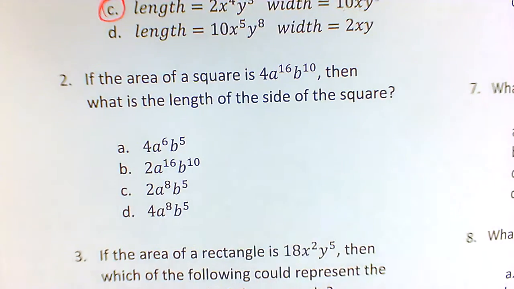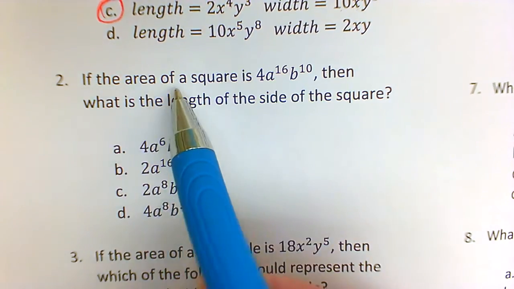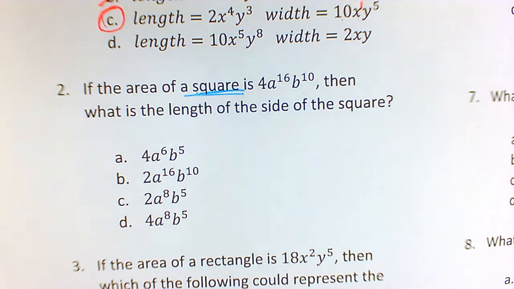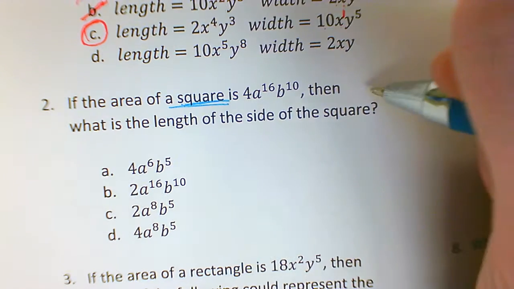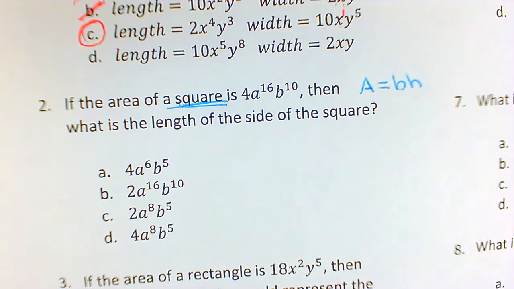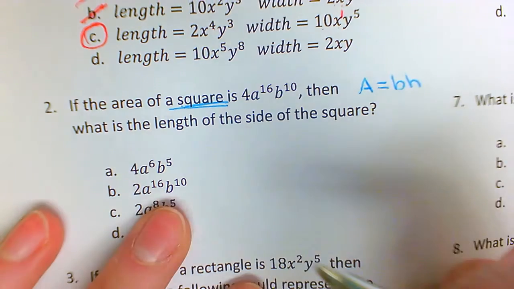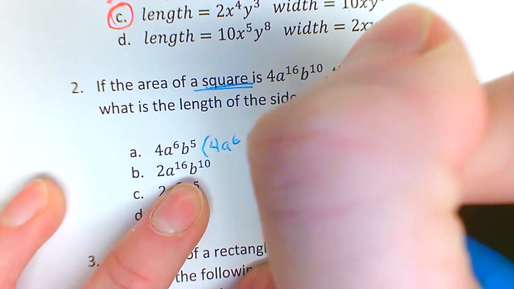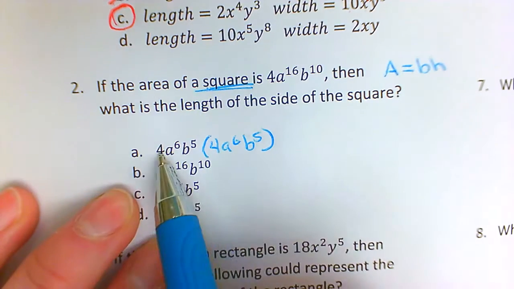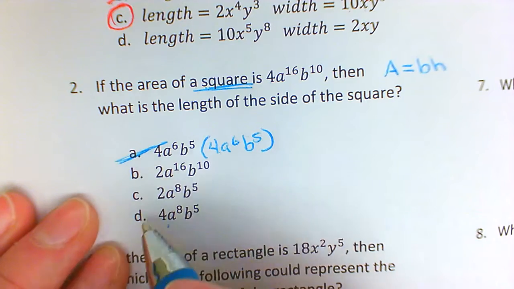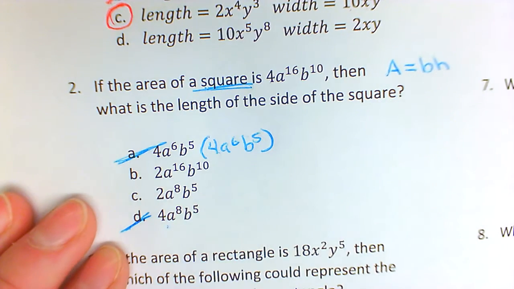Now, number 2 is a similar problem, but on this one, they're saying if the area of a square is 4a to the 16th, b to the 10th, then what is the length of a side of a square? Well, remember, a square is still the same formula, base times height or length times width, but it is the exact same side for each one. So what I need to do is multiply these answer choices by themselves. So if I had 4a to the 6th, b to the 5th, well, right away I've got 4 times 4, that's 16, not 4, so it's not A, which means it also can't be answer choice D. So I'm looking between these two.